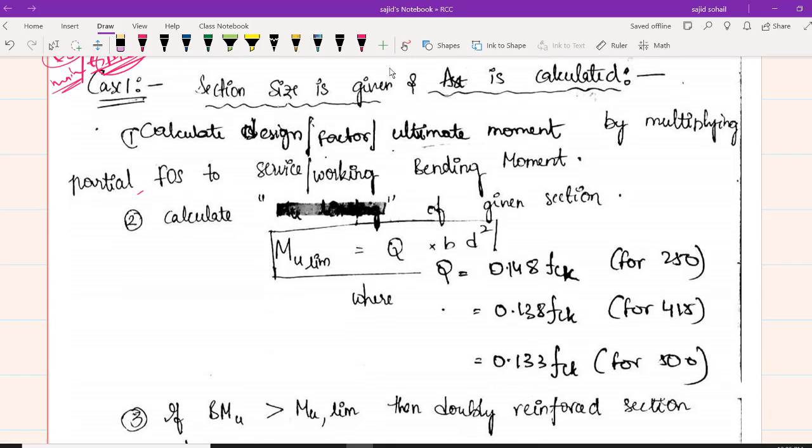So now coming to this first case in which section size is given. Okay, length, breadth, depth of beam you already know. You just have to calculate AST. See, you have to make a short note.